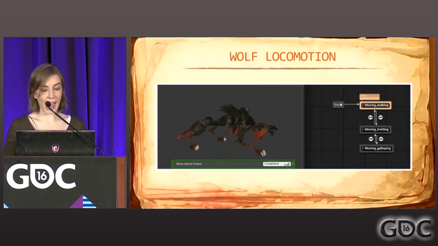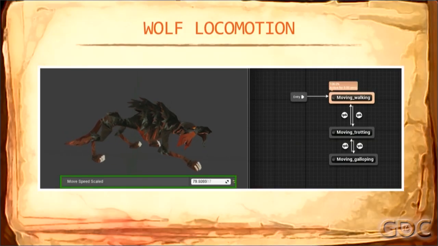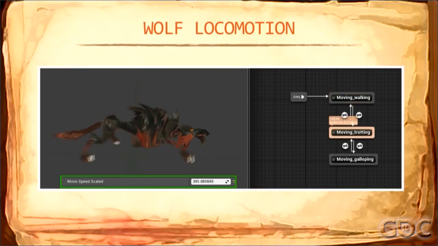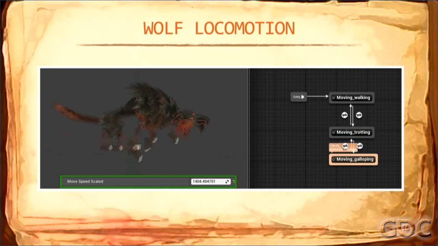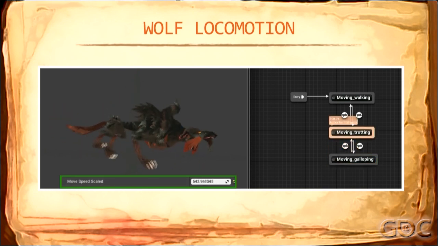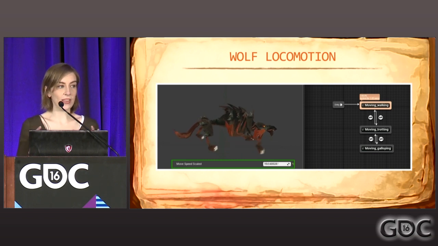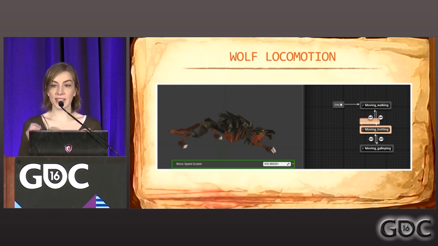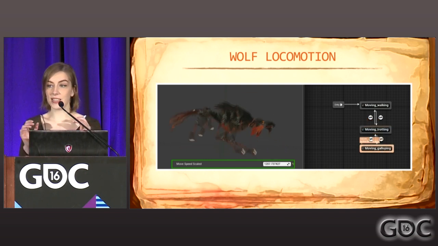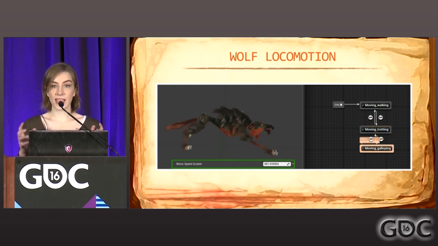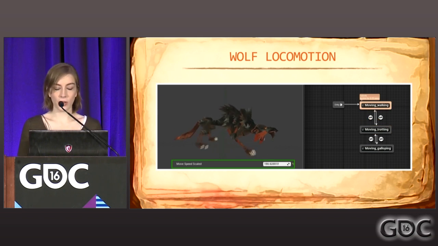What I want to do is, when I move at a certain speed, I want to transition from the walk to the trot to the gallop. This way you never actually see the walk playing at 2x speed. You only ever see the walk playing at maybe 20% faster or 20% slower. I transition quickly between these animations, and each of these animations has the play rate scaled based on the velocity of the pawn, or I'm sorry, the velocity of the character.